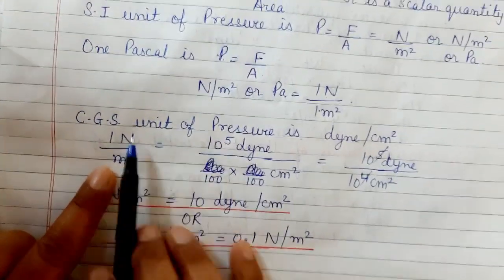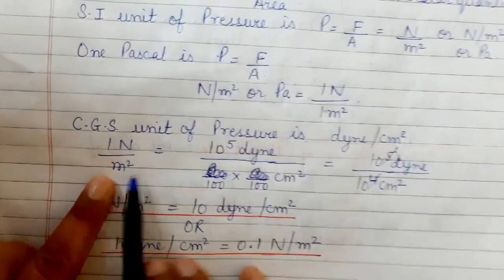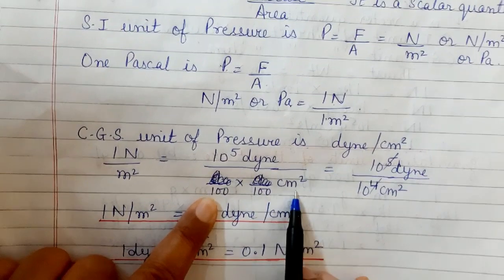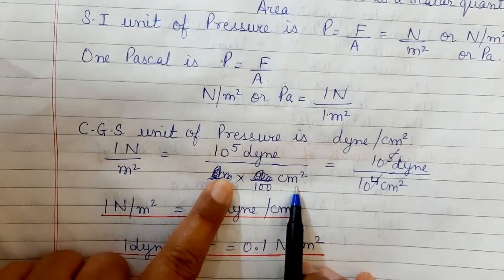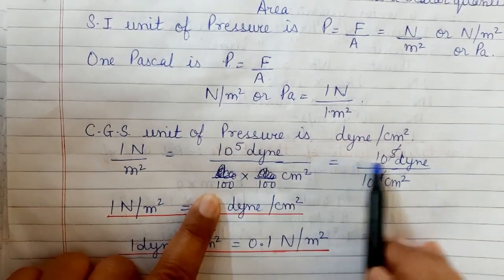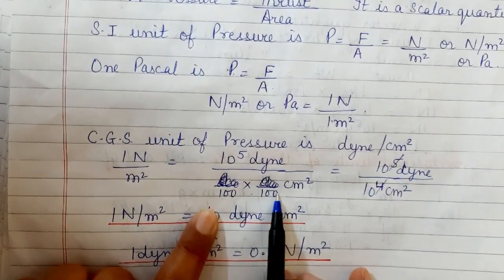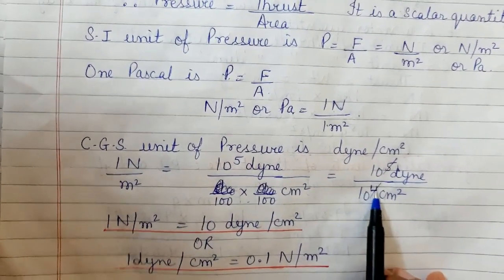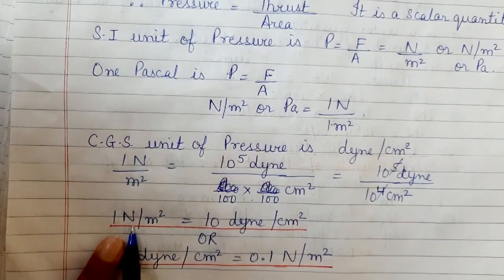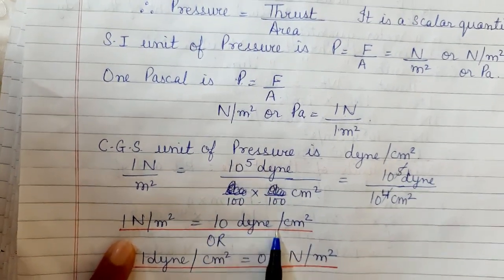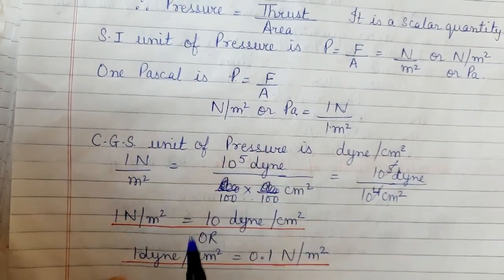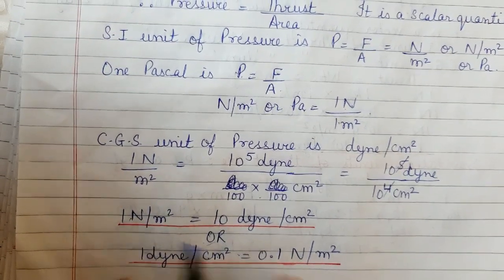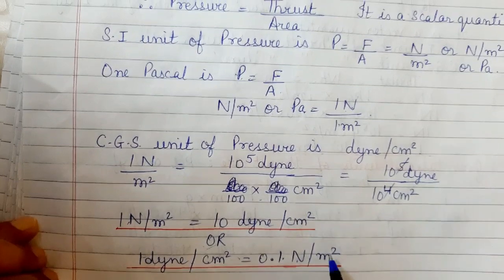We already know that 1 Newton is 10 to the power 5 Dyne, upon 1 meter per second square. It is equal to 100 into 100 centimeter square, because we know that 1 meter is 100 centimeters. Now let us combine. We get 10 to the power 5 Dyne upon 10 to the power 4 centimeter square. 5 gets cancelled with 4 and we are only left with 10. So we get 1 Newton per meter square is equal to 10 Dyne per square centimeter. Or it could also be called as 1 Dyne per square centimeter is equal to, let us take the 10 that side, 0.1 Newton per square meter.